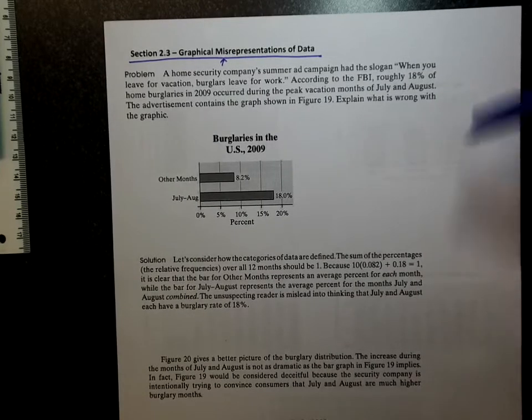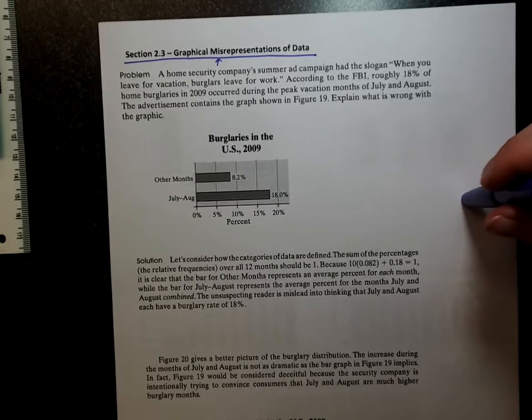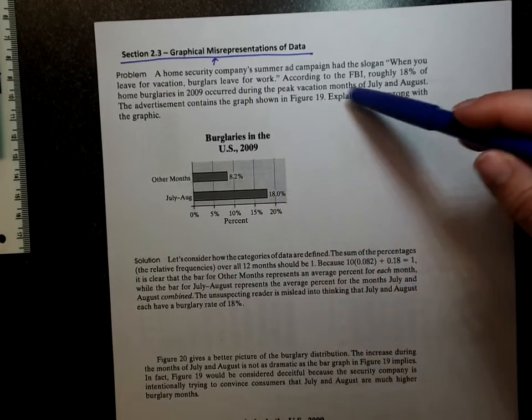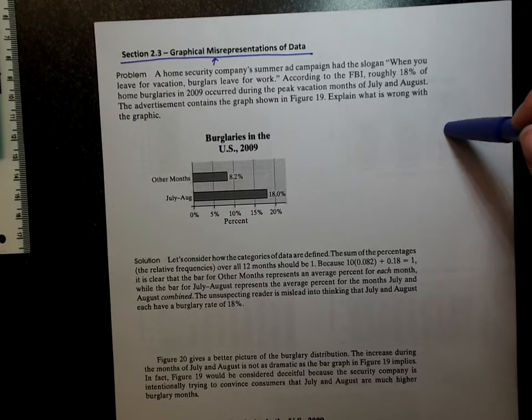So it says a home security company's summer campaign had the slogan, "When you leave for vacation, burglars leave for work." According to the FBI, roughly 18% of home burglaries in 2009 occurred during the peak vacation months of July and August. The advertisement contains the graph shown in Figure 19, which is this one. Explain what is wrong with the graphic.